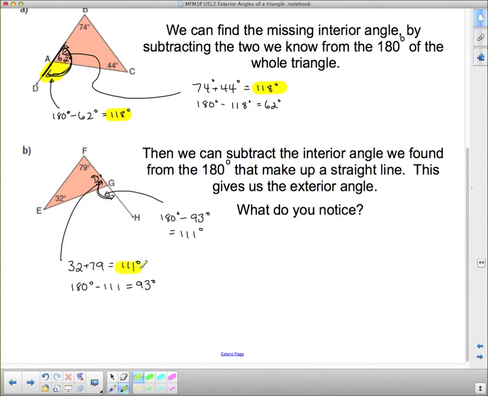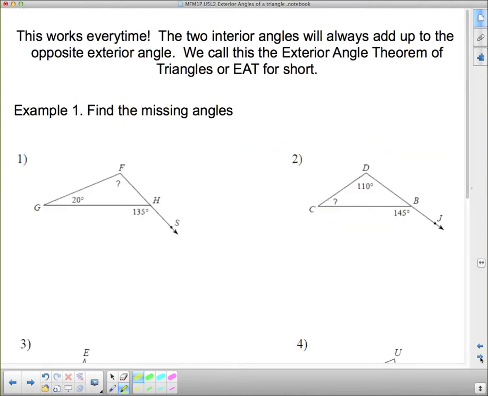And we see this again. When I added up these two angles in here, I get the same number as this angle in here. So these two angles add up to this one. And this will work every time. The two interior angles will always add up to the opposite exterior angle. So two interiors add up to the opposite exterior angle. So we're going to use that little piece of information to find the missing angles.